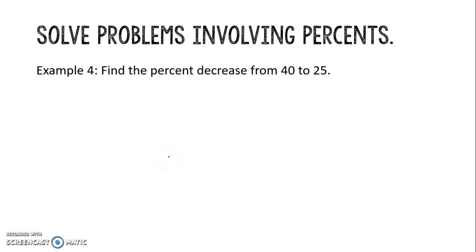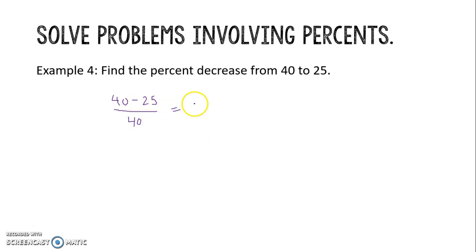We have one more example where we're asked to find the percent decrease. So I'm sorry, we have two examples. Find the percent decrease from 40 to 25. So to find percent decrease, we take the larger number, in this case 40, we subtract the smaller number, 25, and that's to show us how much change there was. And we're going to divide that by the first number, which was the original number, which in this case was 40. Okay?